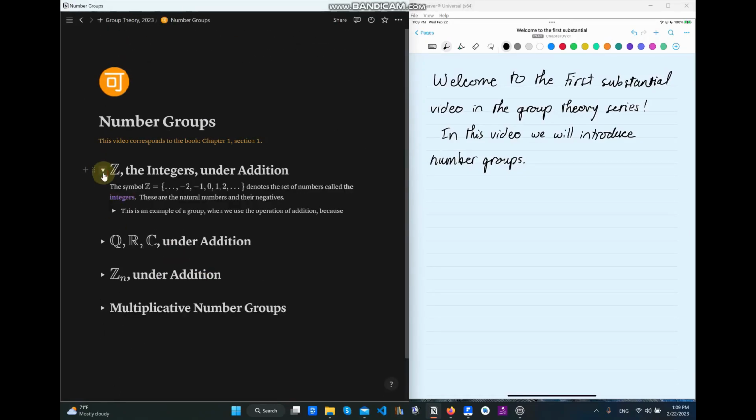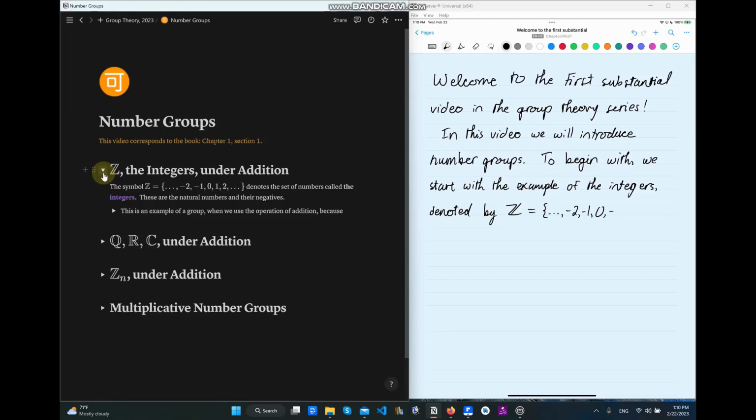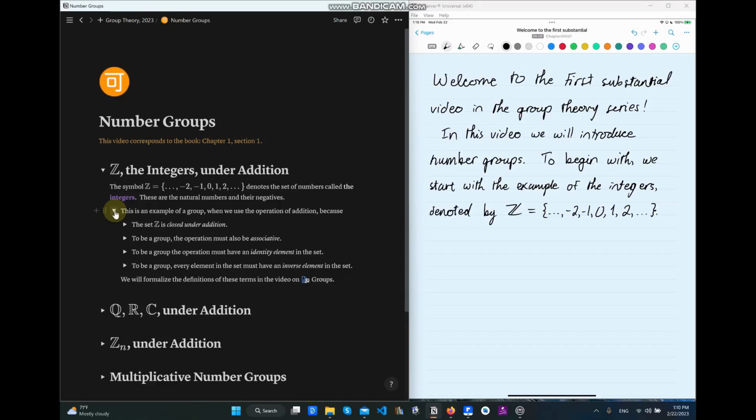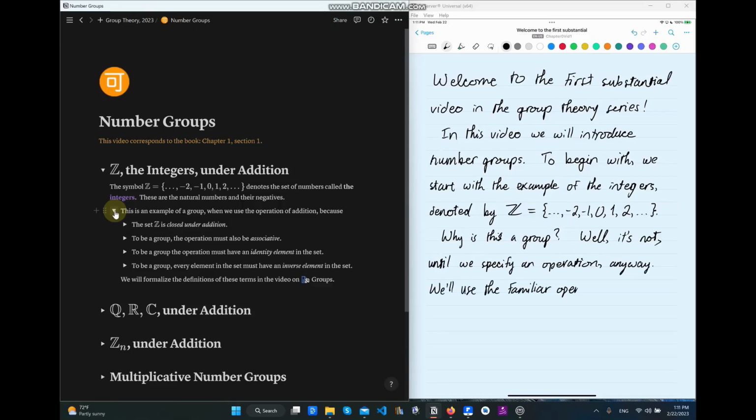Welcome to the first substantial video in the group theory series. In this video, we will introduce number groups. To begin with, we start with the example of the integers, denoted by this double-struck Z, which is equal to 0, 1, 2, and so on, together with all of their negatives, so also -1, -2, and so on.